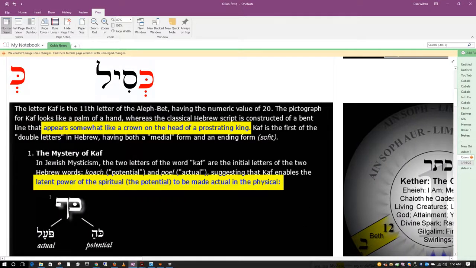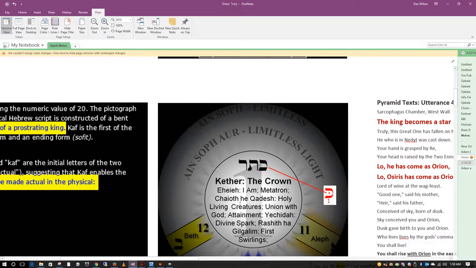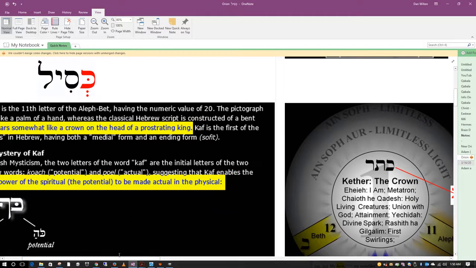And so it says here in mysticism, it's the latent power of the spiritual potential to be made actual in the physical. This is exactly what we've talked about before with this idea of Kether coming into manifestation by moving down to Chokmah, which is wisdom, and then moving across, with wisdom basically being the force going through a gate into the sea and causing physical manifestation. This is exactly what it's talking about here.